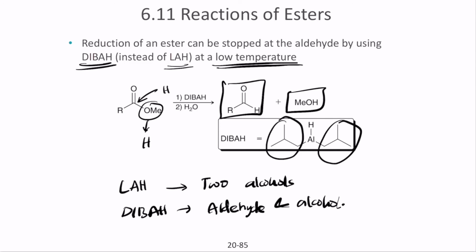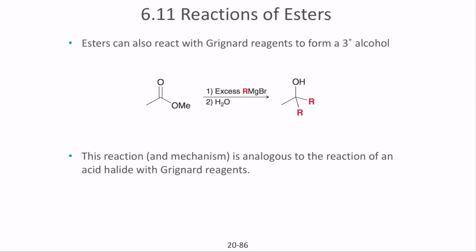So these are the reactions for esters. Next, when we use a Grignard reagent, esters create the same as before with any other compound, a tertiary alcohol. They bond more and more and finally create a tertiary alcohol.